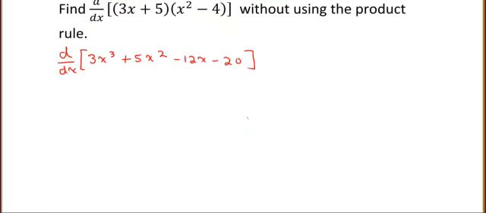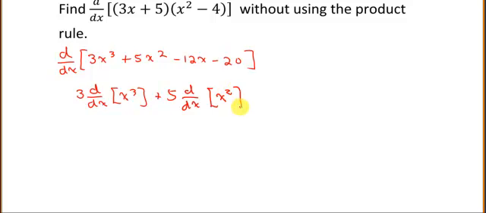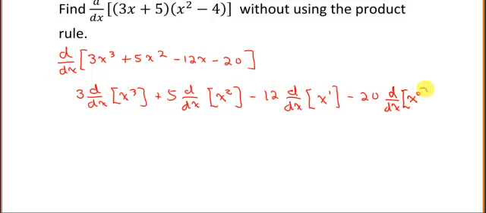And so remember our rules of differentiation. We can go through, take derivatives term by term, and take out constant factors. So I'd have 3 times the derivative with respect to x of x to the third plus 5 times the derivative with respect to x of x squared minus 12 times the derivative with respect to x of x, which we could also think of as x to the first, minus 20 times the derivative with respect to x of 1, which is x to the 0 power.